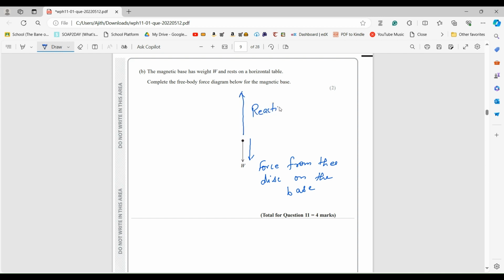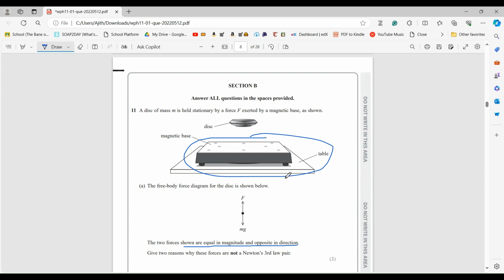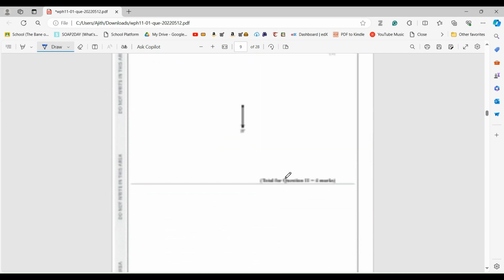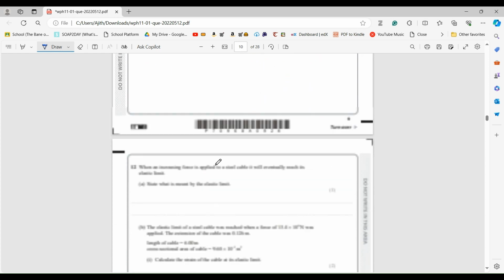Now what you need to consider here is that the length of the reaction force should be equal to the weight plus the force from the disk on the base. Why? Because you know that the base is stationary. If any object is stationary, then the resultant force acting on the object should be equal to 0. So the reaction force should be equal to the weight plus the force from the disk on the base. Okay.